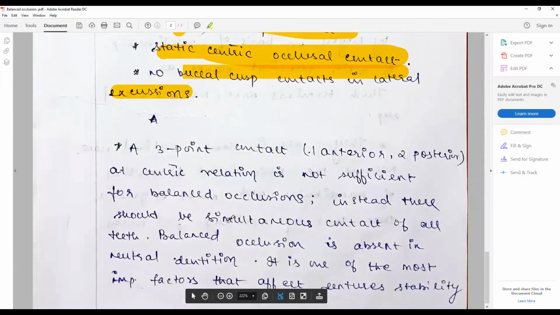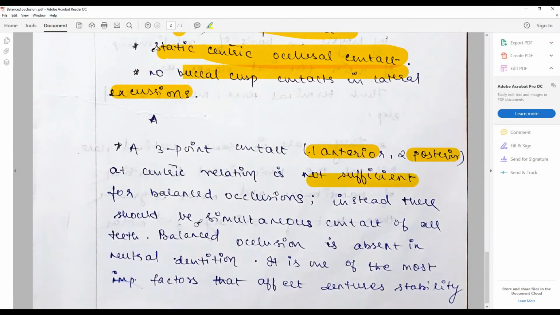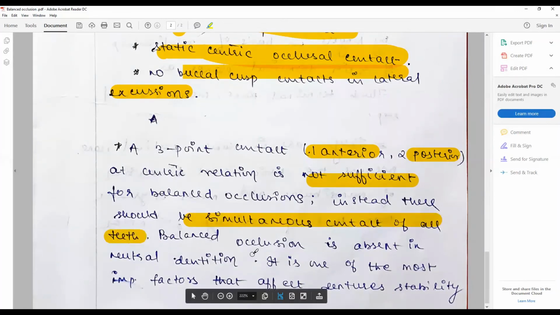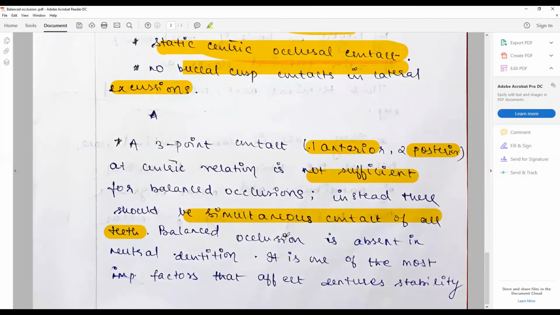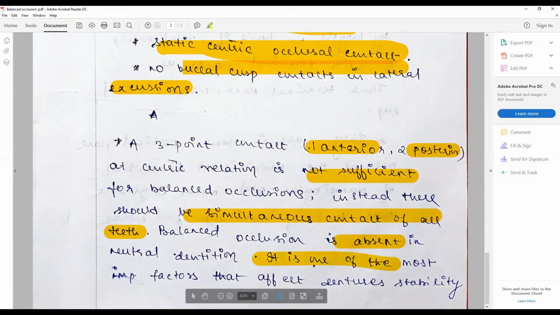A 3-point contact at centric relation is not sufficient for balanced occlusion, that is 1 anterior or 2 posterior. The traditional key of occlusion is not sufficient for balanced occlusion. Instead, it should be simultaneous contact of all teeth. So the key of occlusion is not the only factor, but simultaneous contact of all teeth should be there. It is not usually present in natural dentition, but it is usually a recreated factor in denture stability.